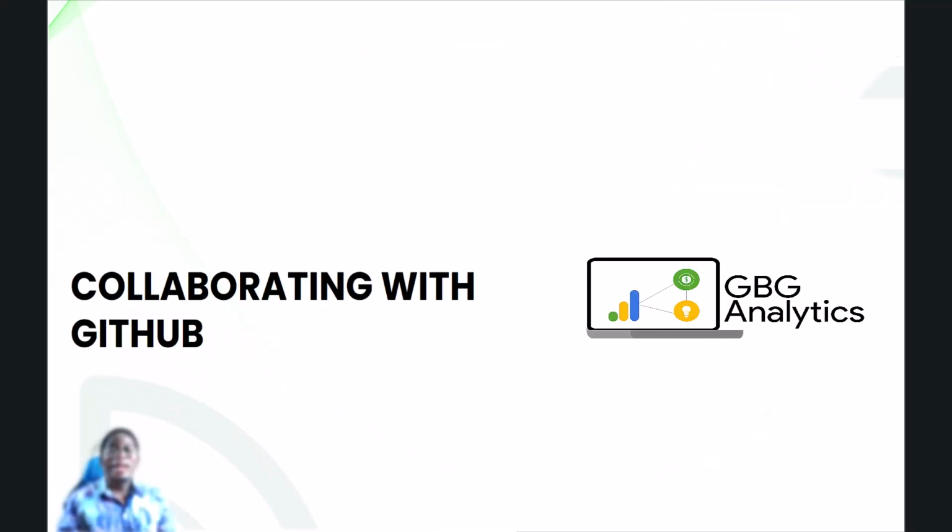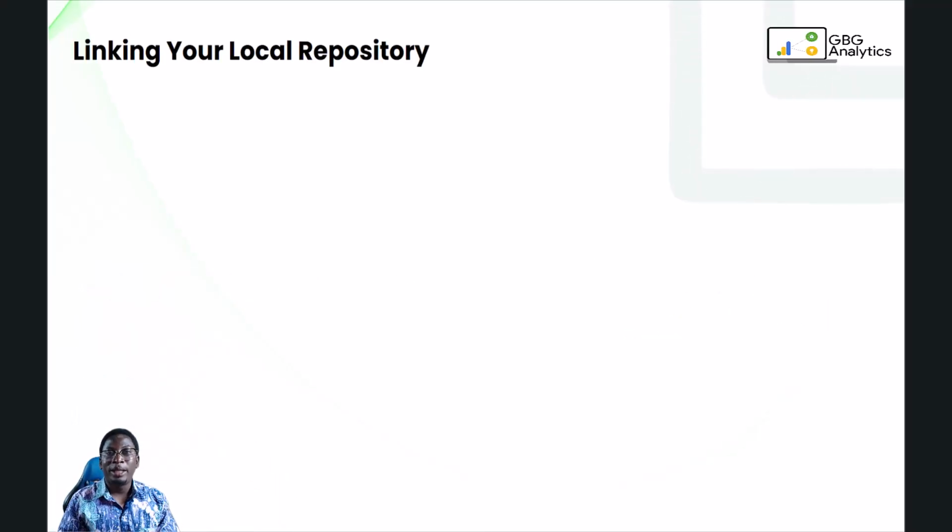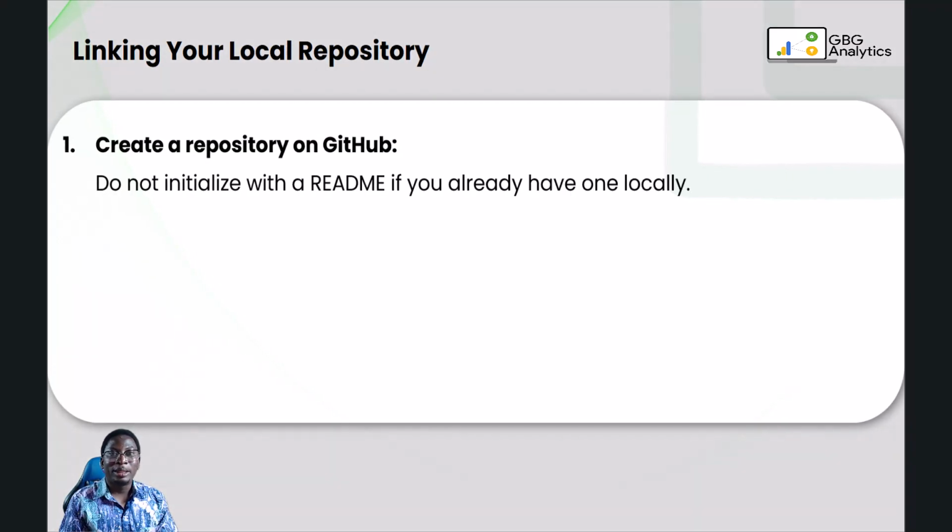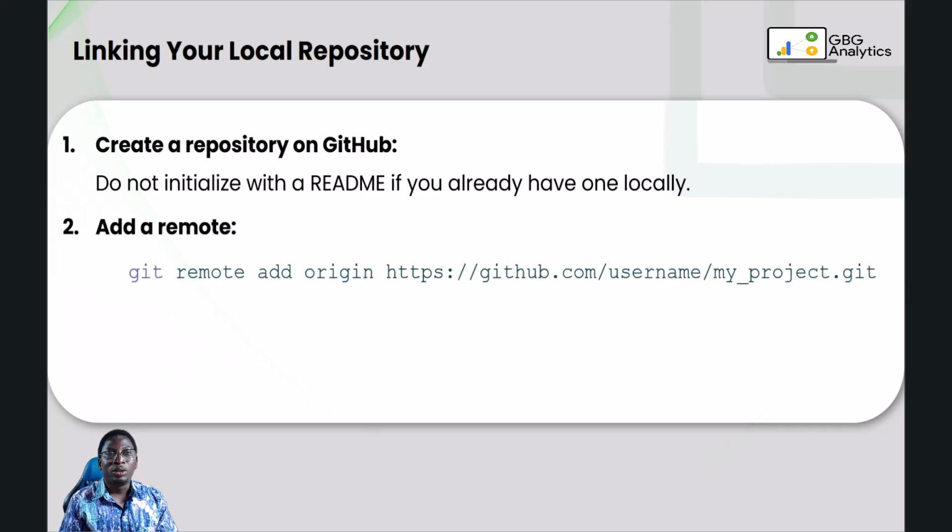Now let's see how to collaborate effectively on GitHub. To work on GitHub, first you need to create a GitHub repository, and it is important that the repository you have on your local computer has the same name as your GitHub repository. When you are doing that, you don't need to initialize a README if you have one locally. So you just ignore that during the setup. And then after that, you need to add the remote by using this command: git remote add origin and the full path of your Git repository.